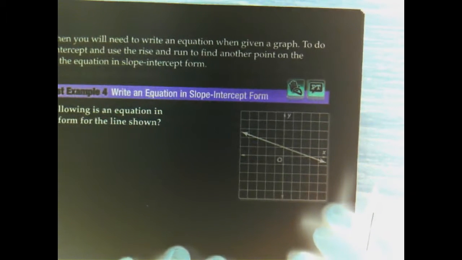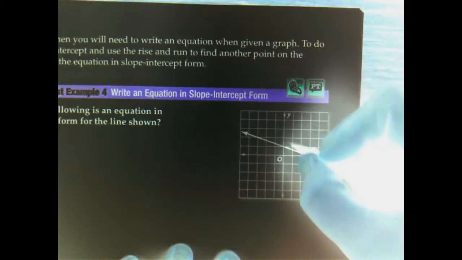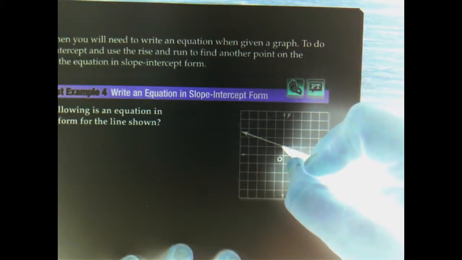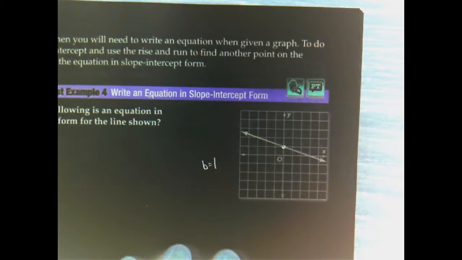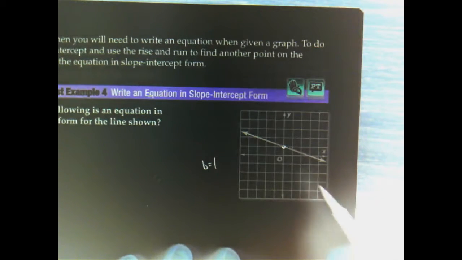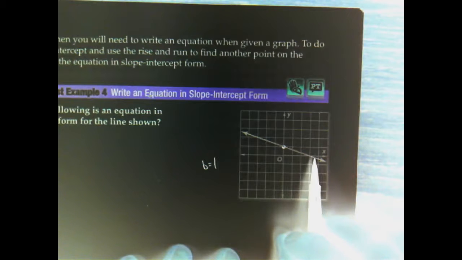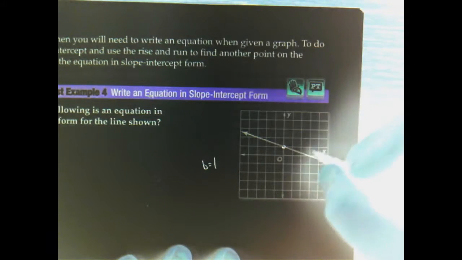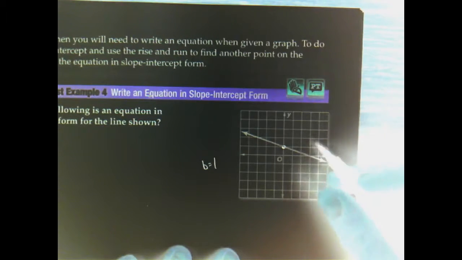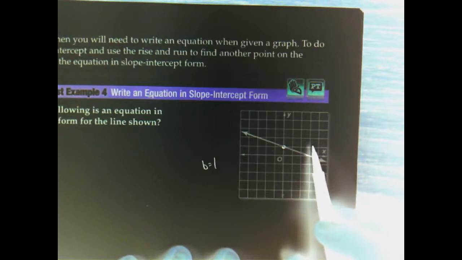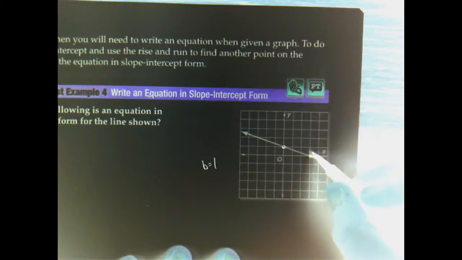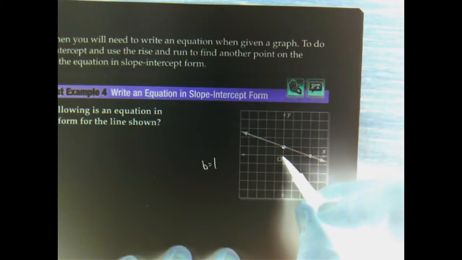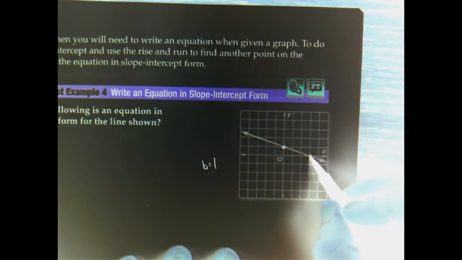So here's the graph that we are given. The first thing I'll note is the y-intercept. The y-intercept is right there at 1. So I know b is equal to 1. And from there, I just need to find another lattice point so I can count the rise over the run. A lattice point is right where the lines intersect. The reason we pick those points is because I know the value there. For example, right here, I know the value is 1, 2, 3, 0.